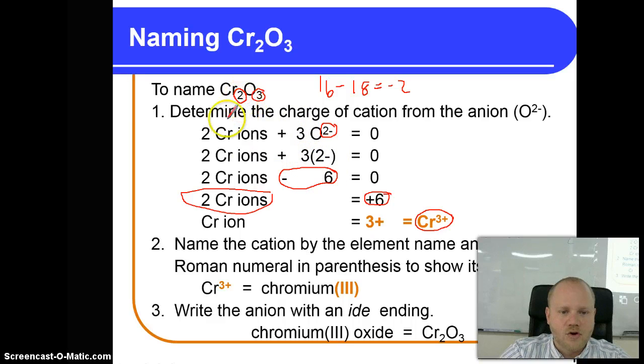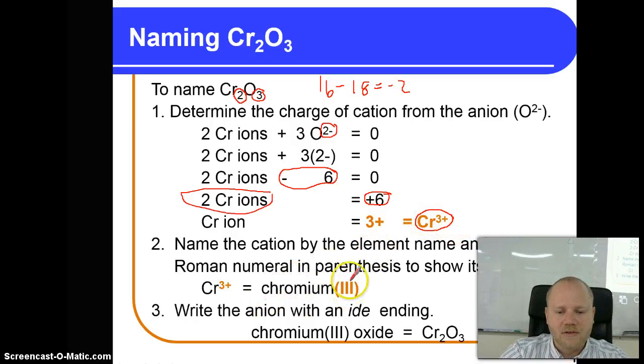Since we have 2 chromium ions to balance that, we can use the basic rules of algebra to isolate 2 chromium ions equals +6, divide by 2, and we get 1 chromium ion equals +3. So we know that in this chemical formula with chromium and oxygen, we have chromium 3.